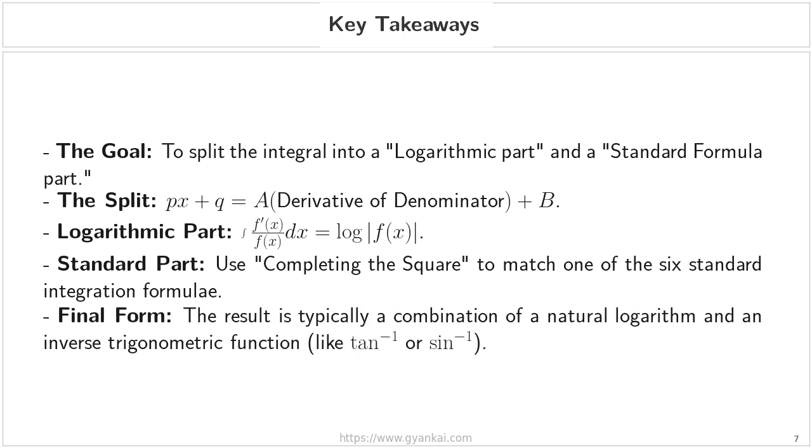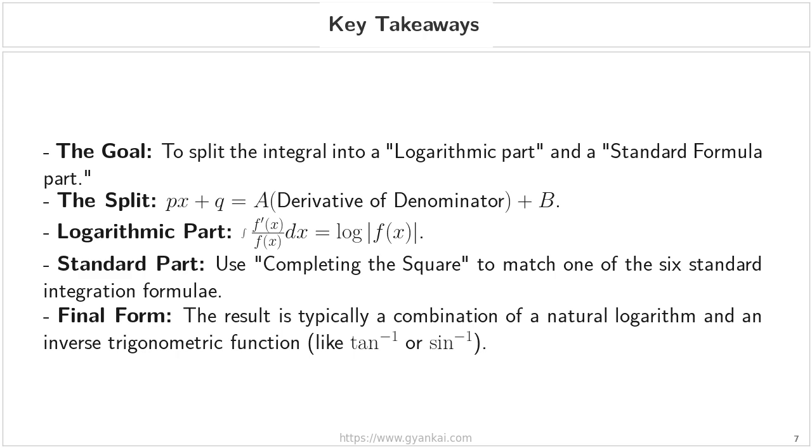Finally, final form. The result is typically a combination of a natural logarithm and an inverse trigonometric function like arctangent or arcsine. So, after all the steps, don't be surprised if your final answer looks like a natural logarithm plus an inverse trigonometric function like arctangent or arcsine. That's the typical outcome when integrating these types of functions.